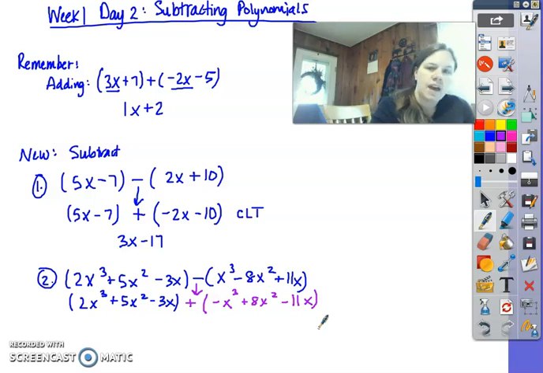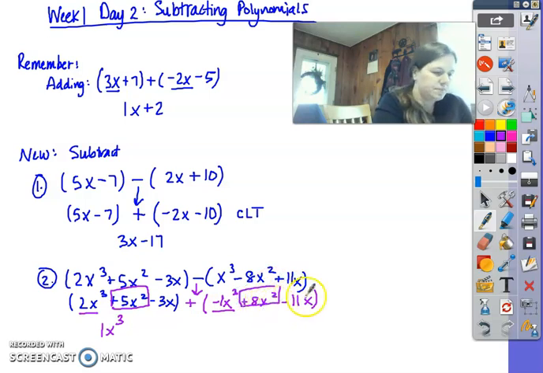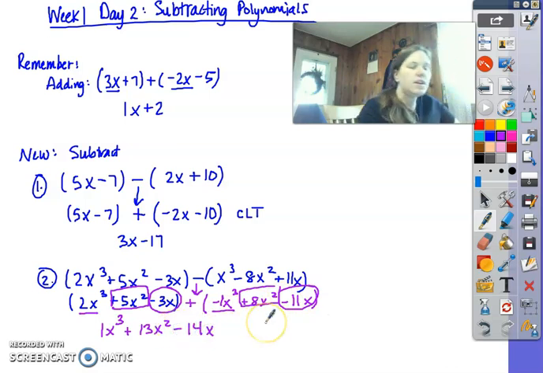And then it's just a matter of combining like terms. So 2x cubed minus x cubed. Remember there's a 1 there, so 2 minus 1 gives me 1x cubed. I'm going to box in the x squareds. I have 5x squared plus 8x squared. It leaves me with 13x squared. And then maybe I'll circle the x terms. Don't forget the signs go inside though. So negative 3x minus 11x leaves me with negative 14x. None of the like terms change. They stay exactly the same.